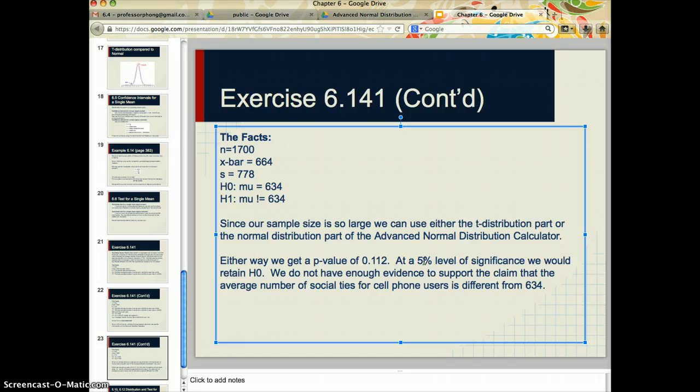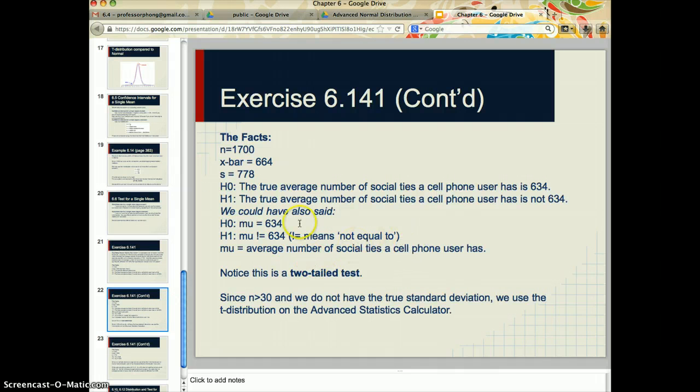I like this example for a few reasons. One, we have a very large sample size. Two, we have a very large standard deviation. Those two things often work in conflict with each other. But also, we have a null hypothesis that says the number should be 634, and the alternate says that it should be different from 634. And if we were just to look, it seems like 664 is far enough away from 634 that we should support the alternate. But when we actually get down to it, we see that we should actually be supporting the null.